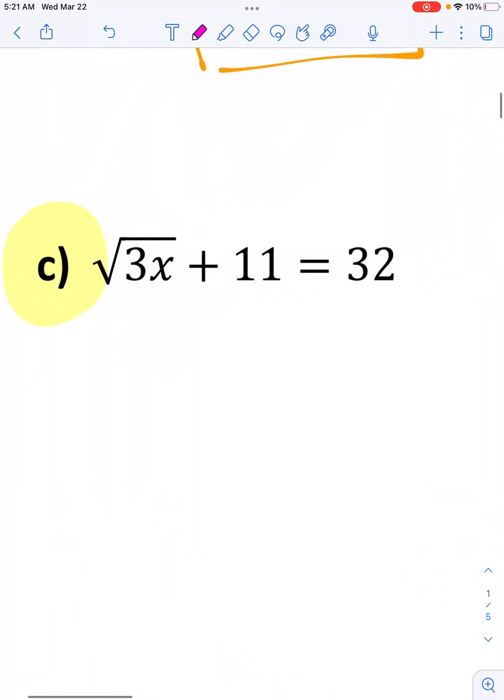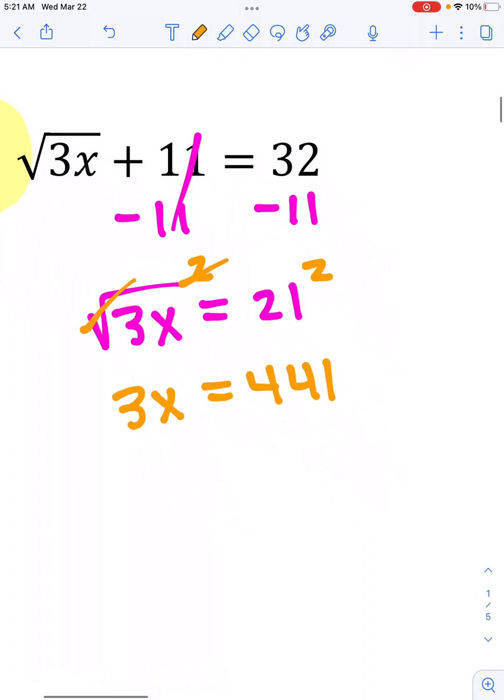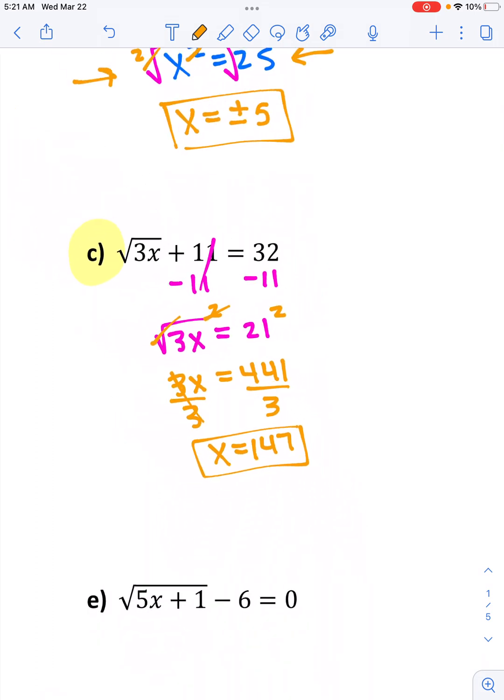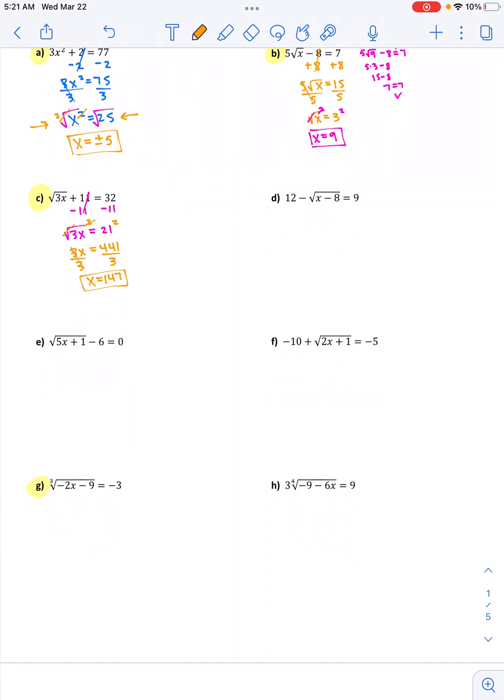If there's other operations going on inside the root, we still want to isolate the root before we square. That's 21. And then I'll square both sides, because that undoes that root. And then I'm left with 3x equals 21 squared, which is 441. And then divide that by 3, and x is 147. All right, so now could be a good time to maybe pause, try D, E, and F, and then check your solutions with my completed notes.